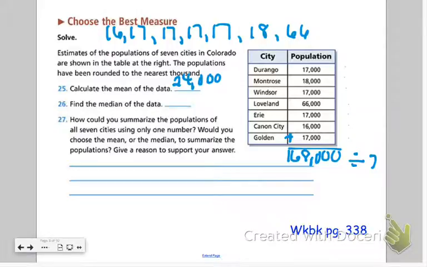Perfect. So remember, I'm going to go from left to right. So left, right, left, right, left, right. And it looks like the number in the middle is 17. So 17,000, remember that 17 was representing 1,000. 17,000 is the median. So we've got the mean, which is 24,000, and we've got the median, which is 17,000.